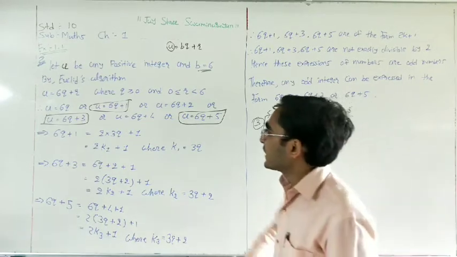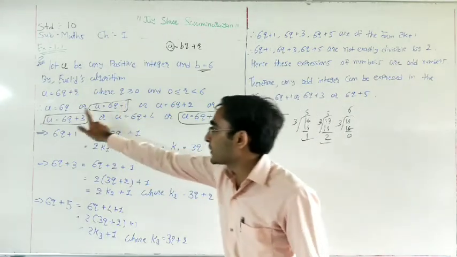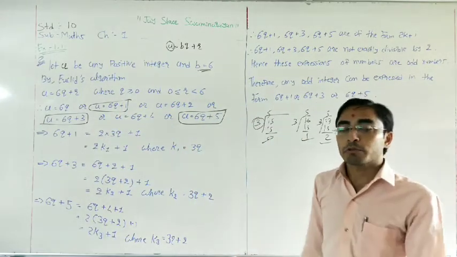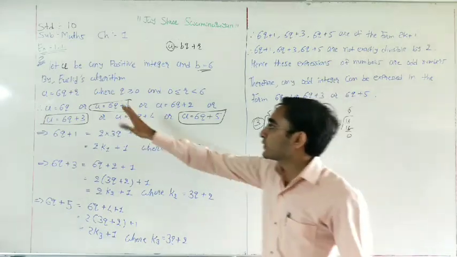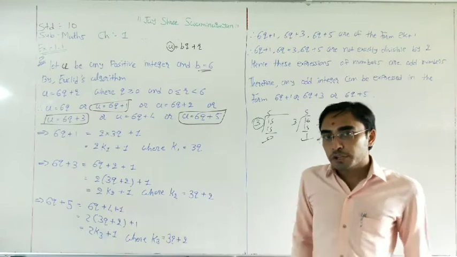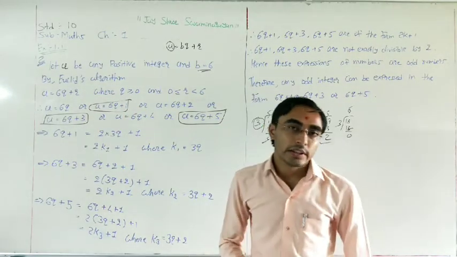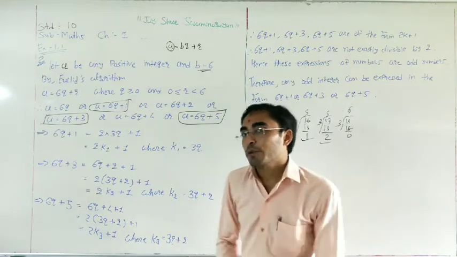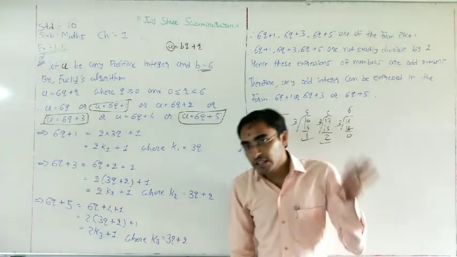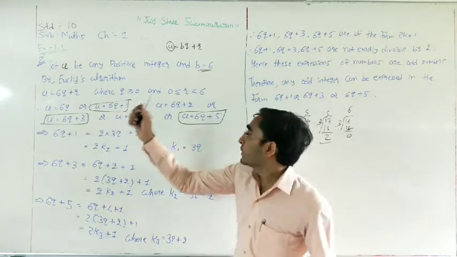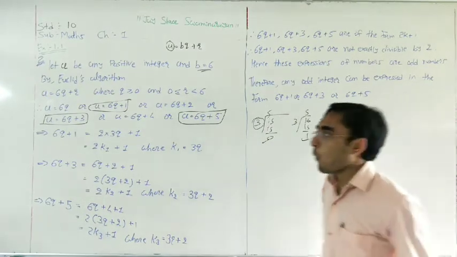So out of these 6 possibilities, we only need to prove this question for these 3 possibilities, because we only need to prove it for the odd integer. These 3 are the odd integers, so we need to prove for these 3 possibilities only. Now what do we need to prove? Our odd integers are in the form of 6q plus 1, 6q plus 3, or 6q plus 5.